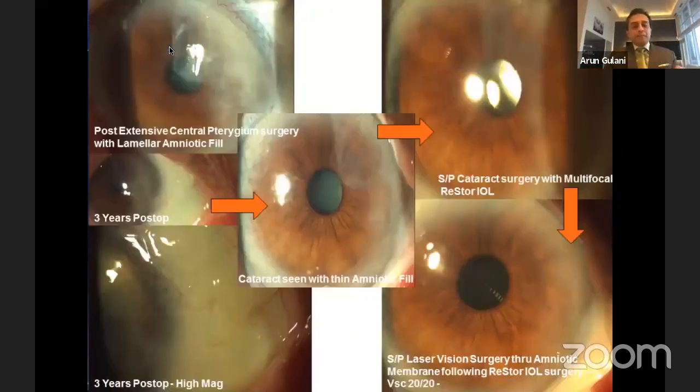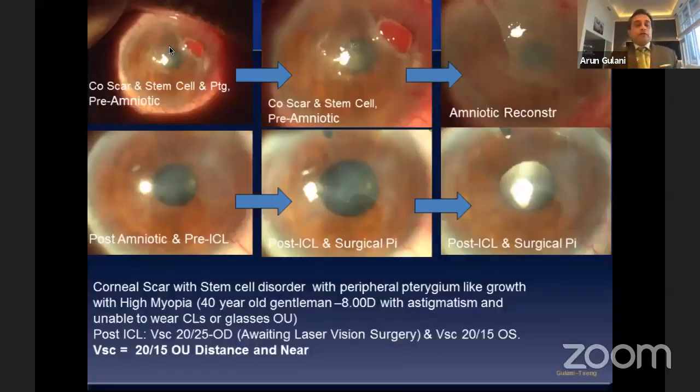Here's another patient, I want to show you the stages. Not only was there a pterygium, it was all the way to the center. You did a lamellar fill with the amniotic, healed the eye, multifocal lens, and laser to 20/20. Here's a patient with a granuloma lesion, not so much a pterygium, but the concept applies. You want perfection in the anatomy, then you are so accurate, you go and do an ICL surgery in this young man and bring him to 20/20.